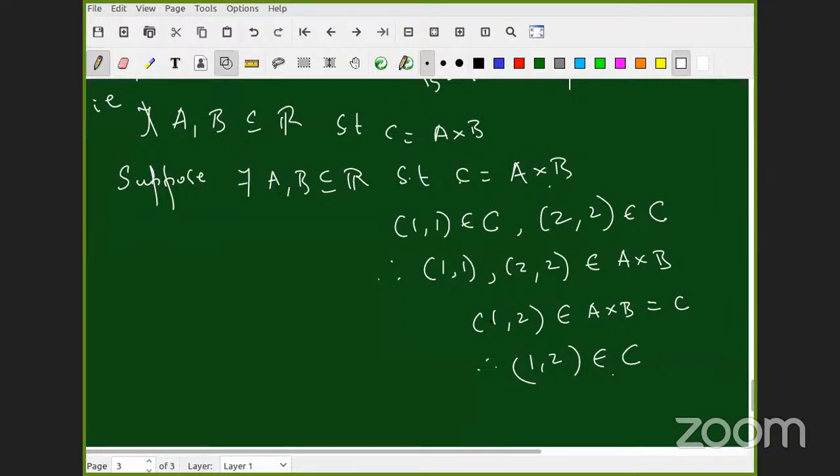How many of you got this step? 1 comma 1 and 2 comma 2 belong to A cross B. Now the question is, why does 1 comma 2 belong to A cross B? How many of you can say? Quick.